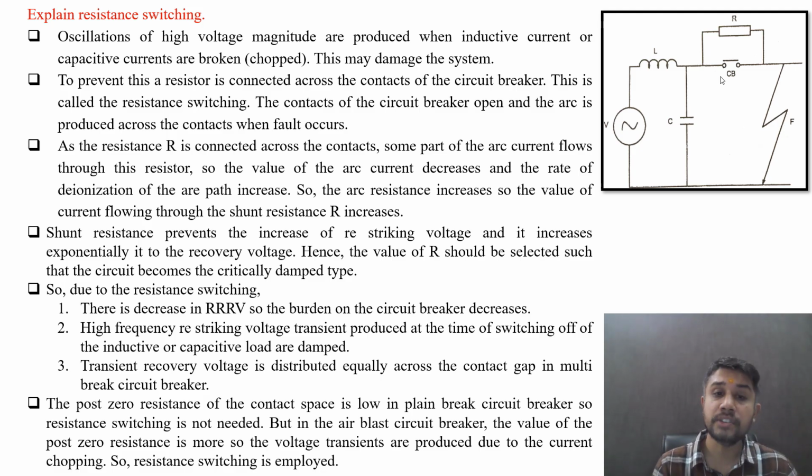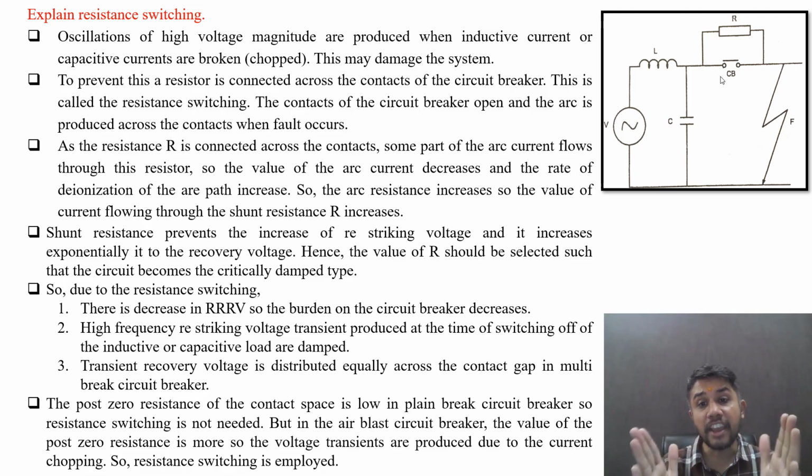High frequency restriking voltage transients produced at the time of switching off of the inductive or a capacitive load are damped. Transient recovery voltage is distributed equally across the contact gap in multi-break circuit breaker. The post-zero resistance, that is after the fault current quenching, of the contact space is low in plain break circuit breaker. So resistance switching is not needed in that case.